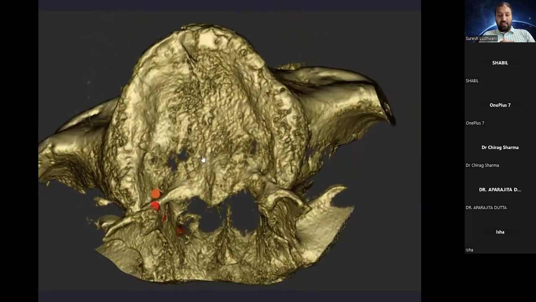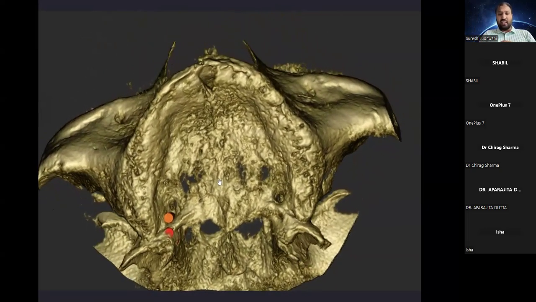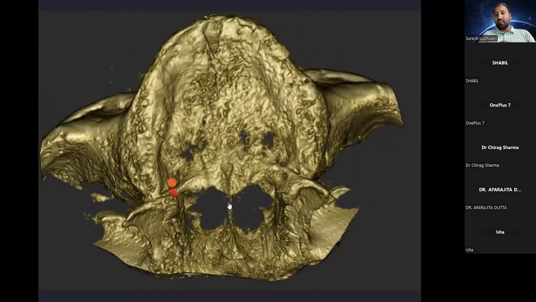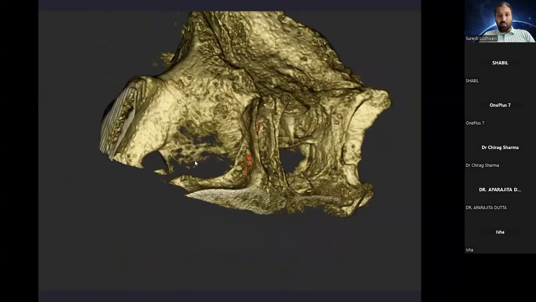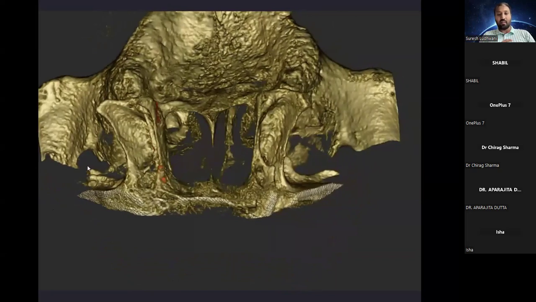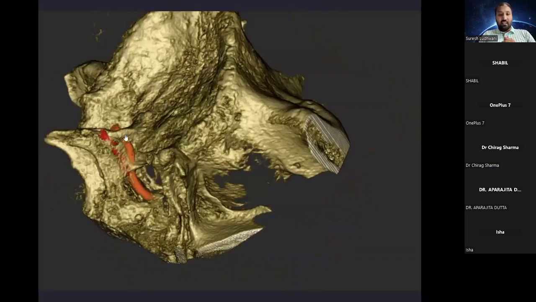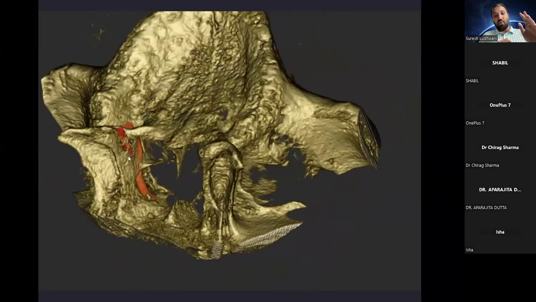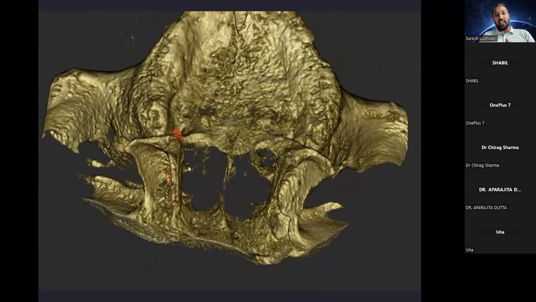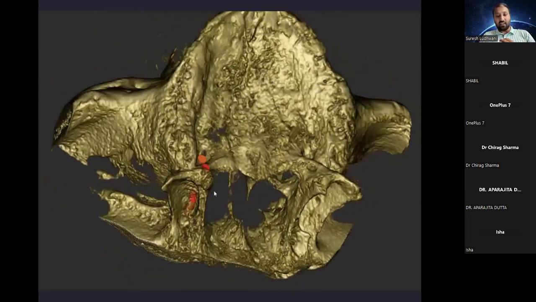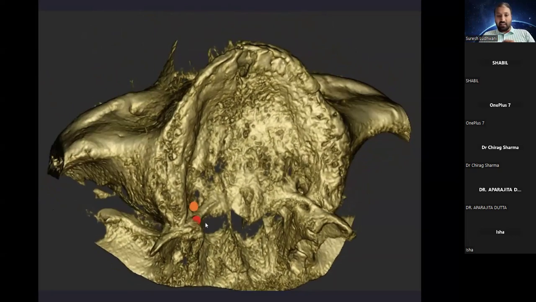Now, this is the vessel which I have marked. I suppose if you are more good with 3D, you can do it. It will help you better plan it. And this is the extension which, if we go, it goes into the fossa and it becomes a little difficult if we are skipping this.